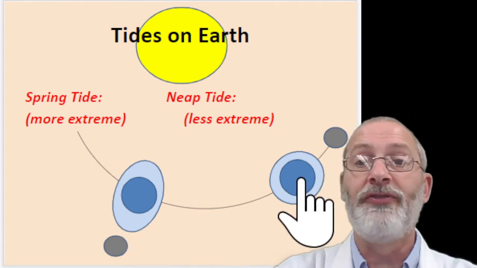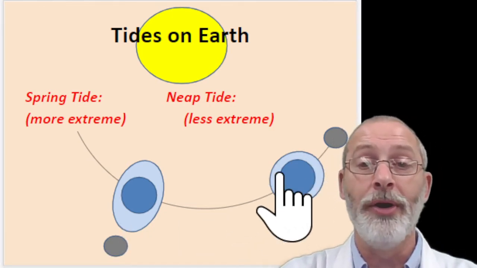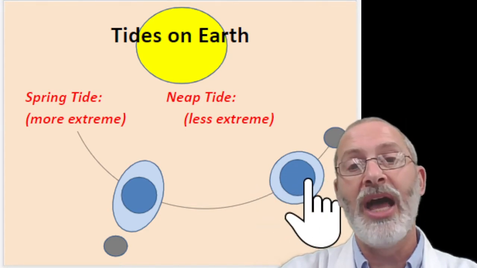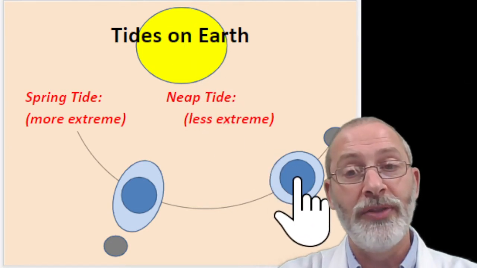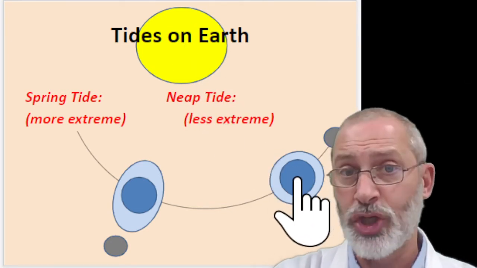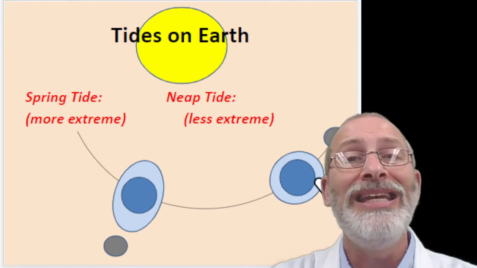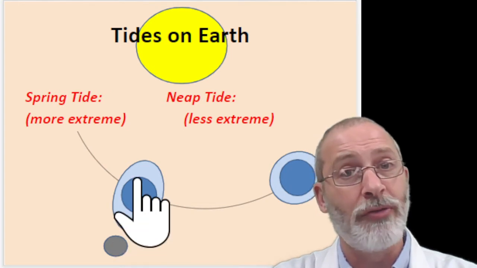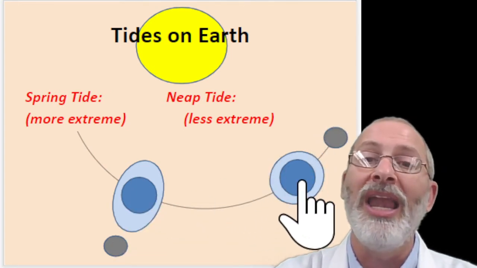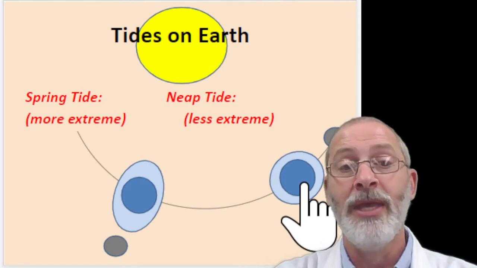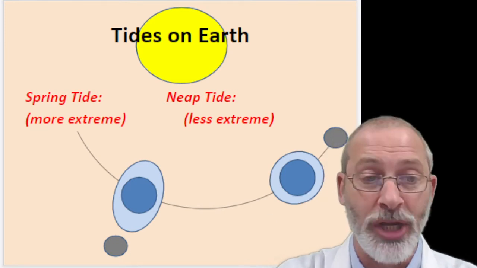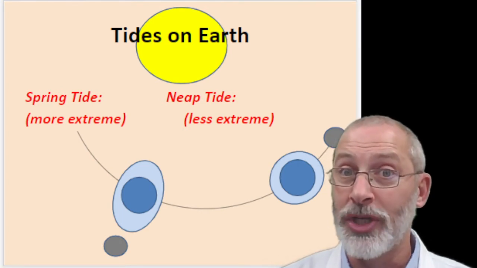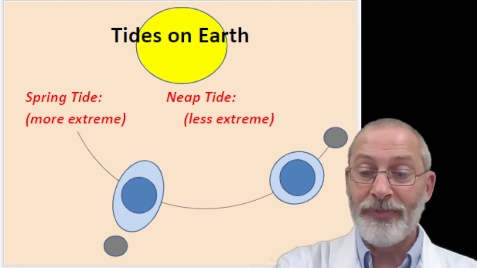However, during the first quarter or the last quarter, when the moon is perpendicular to the line that joins the sun and the Earth, well, the tides are less extreme, and we call those neap tides. So spring tides are more extreme because of gravity. Neap tides are less extreme because of gravity. It all depends on the position that the Earth and the moon are in. And speaking of those positions, we're going to finish with eclipses.